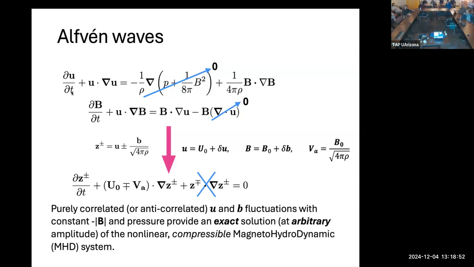I say compressible because if U and B are correlated, then the divergence of U is 0 automatically.